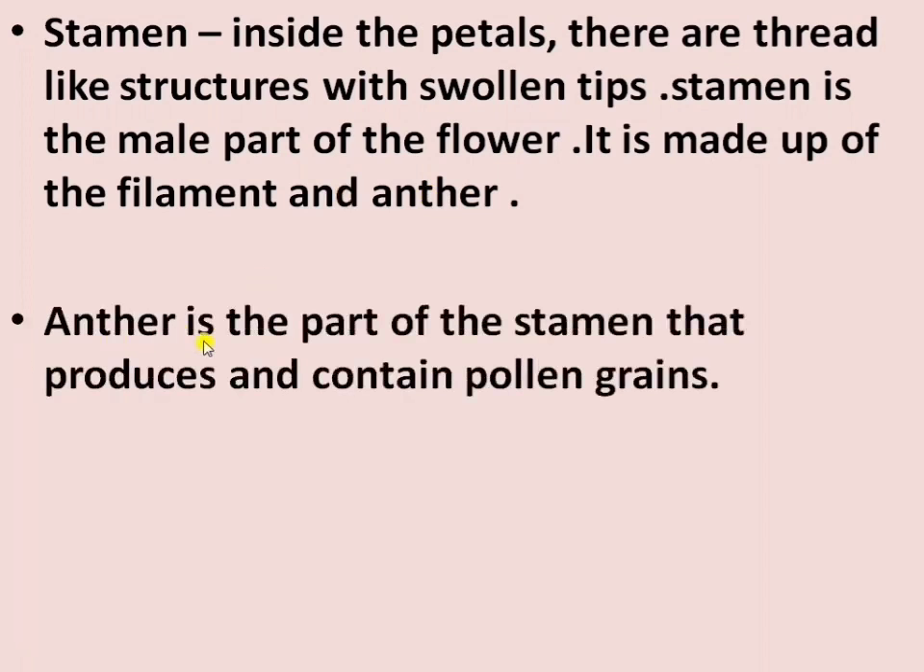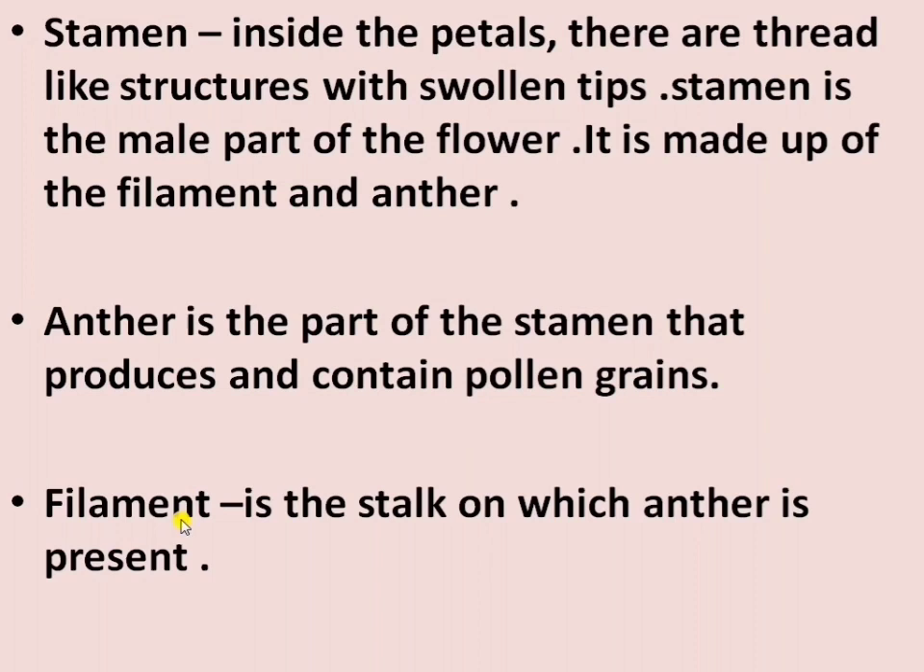Next is anther. Anther is the part of the stamen that produces and contains pollen grains. Pollen grains are powder-like substance that contain the male reproductive part. Next is filament. Filament is just like a stalk on which the anther is present.